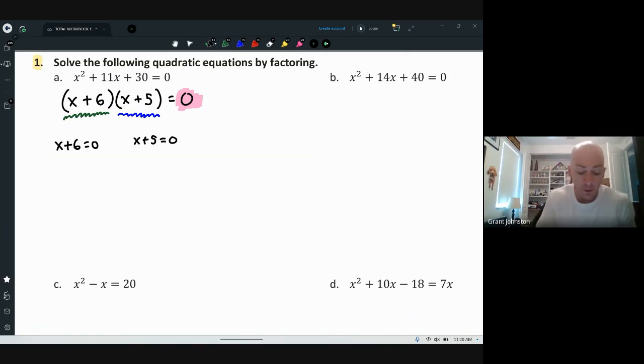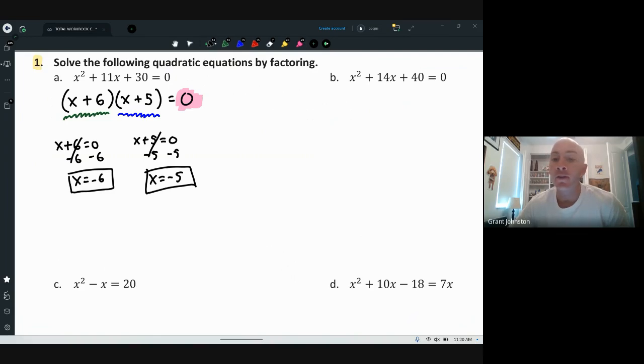And I solve both of those. For this one, I would subtract 6 from both sides. X equals negative 6. Boom. Subtract 5 from both sides. X equals negative 5. So those are the two solutions, negative 6 and negative 5. Of course, you could plug those numbers back into the original equation to see if it works.